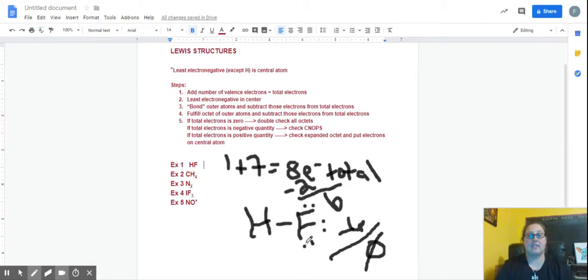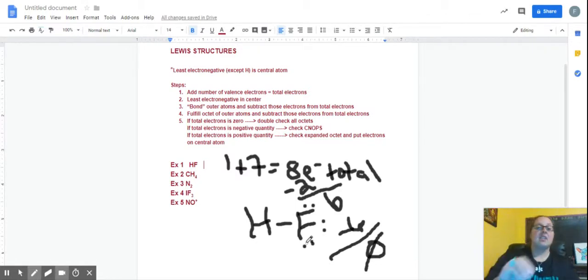Since my remainder is 0, I look at step 5. I double check my octets. Fluorine is good. He's happy. Hydrogen's good. He's happy. So that means that is a valid structure, and I'm done. All right? So this is the process we're going to go through each and every time.